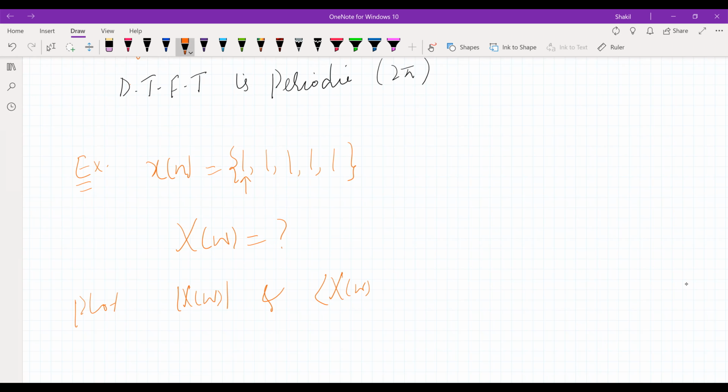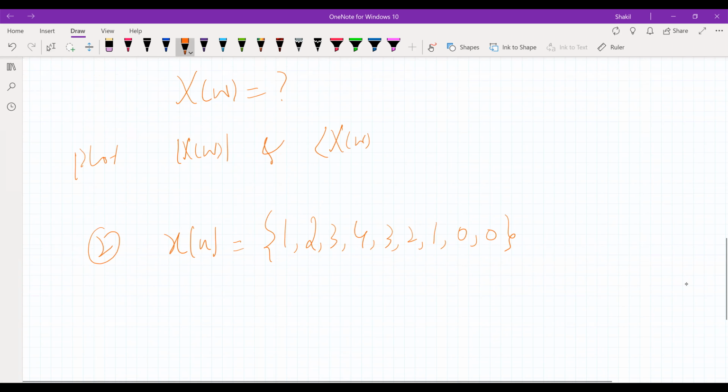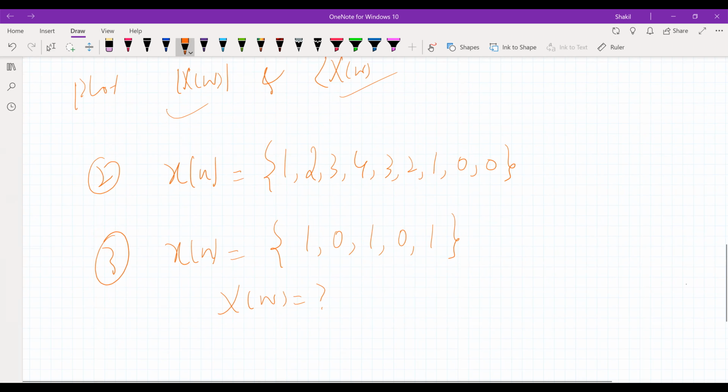Now the second assignment for you guys is this. If x of n is now 1, 2, 3, 4, 3, 2, 1, the same sequence with 2 zeros added, get the x of omega first, then plot that in MATLAB, meaning the magnitude spectrum and phase spectrum.